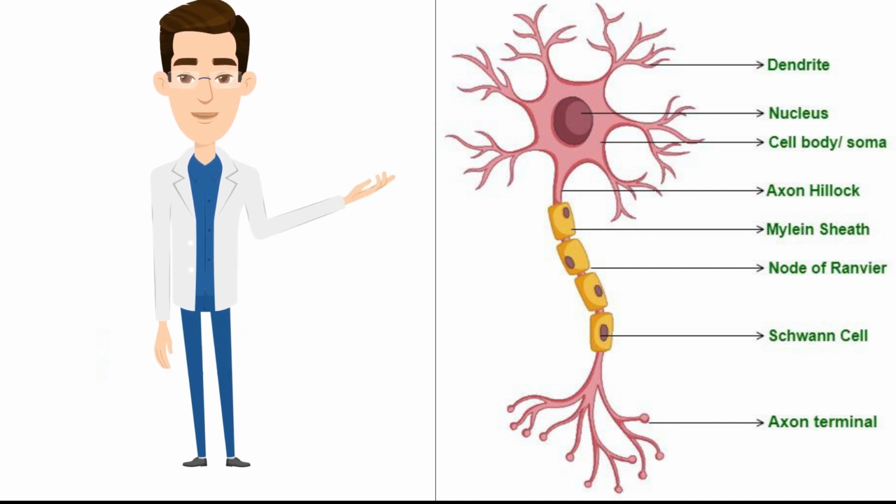3. Transmission. The action potential travels down the axon. 4. Communication. The axon terminals release neurotransmitters across the synapse to the dendrites of the next neuron. This triggers a new cycle in the connected neuron.